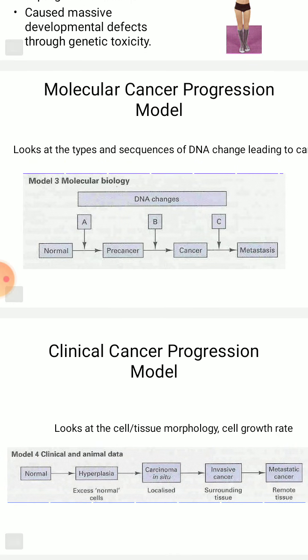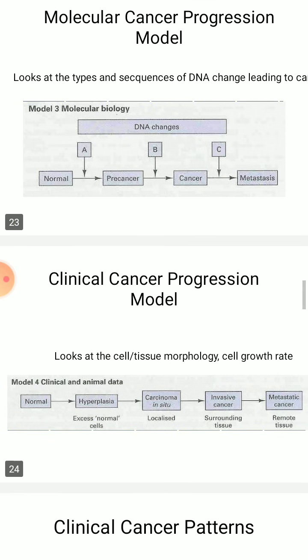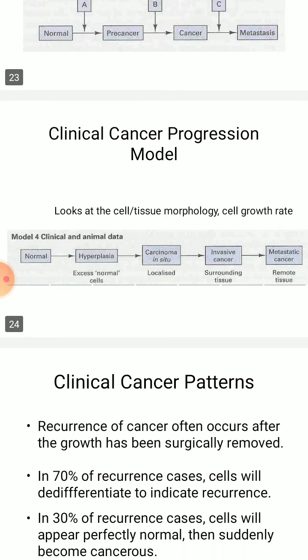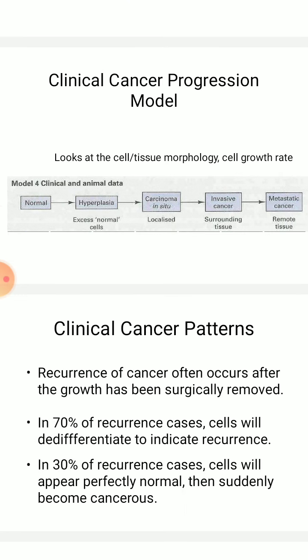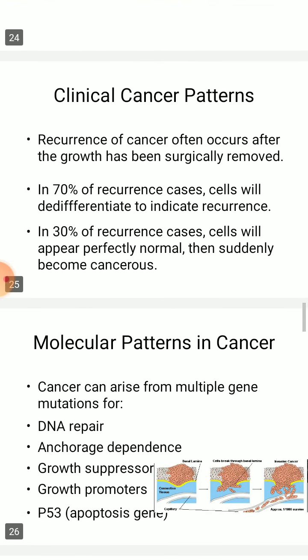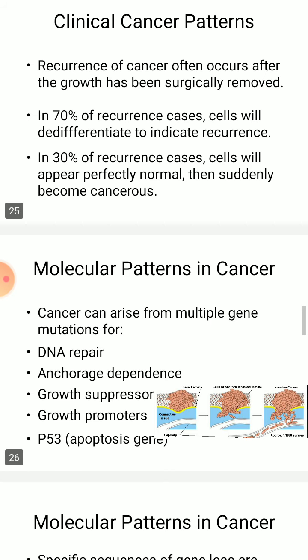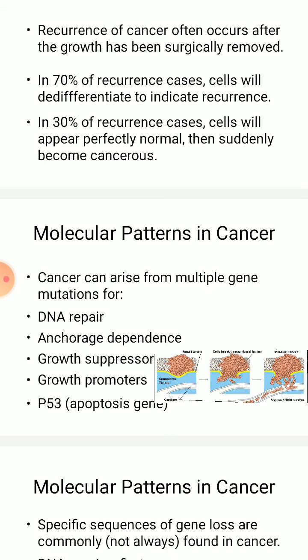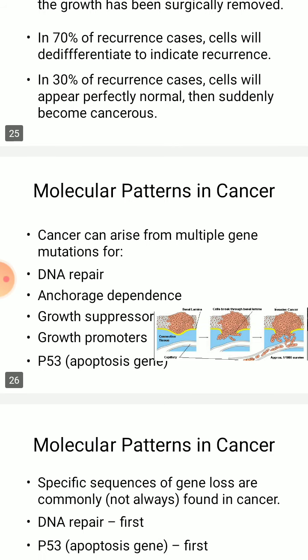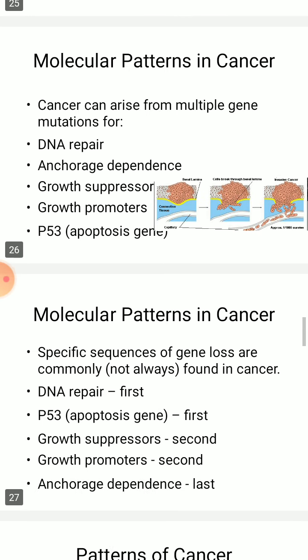Molecular cancer progression model is shown. Clinical cancer progression model is shown, and the clinical cancer patterns. Recurrence of cancer often occurs after the growth has been surgically removed. In 70% of recurrence cases, cells will differentiate to indicate recurrence. In 30% of recurrence cases, cells will appear perfectly normal, then suddenly become cancerous.